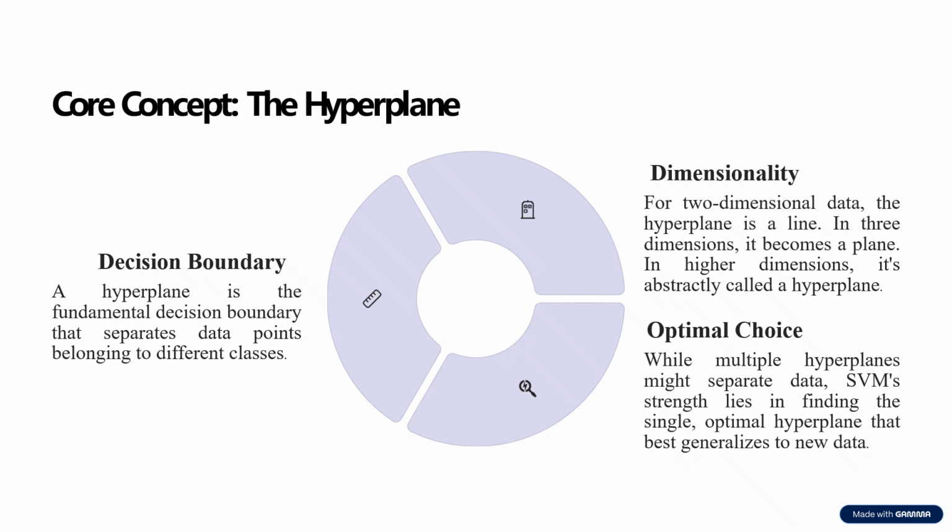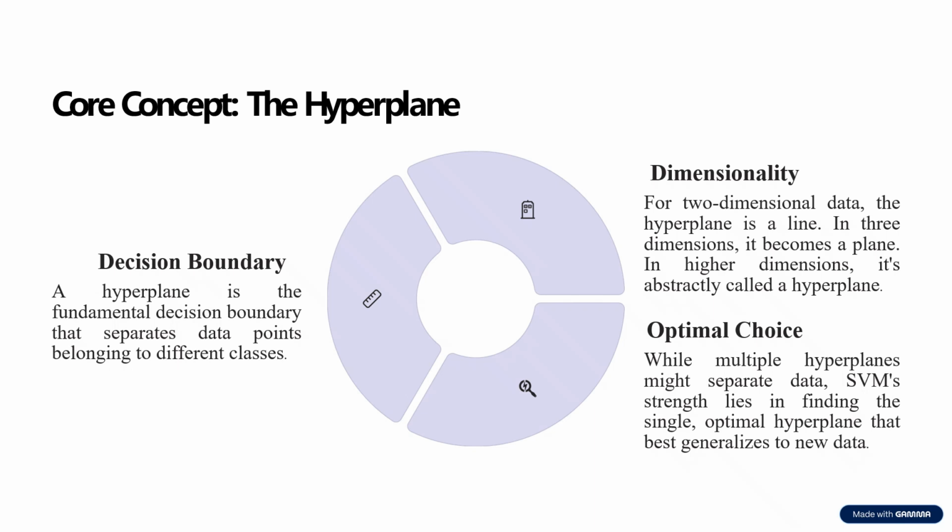We are going to make a particular decision. Next, what is dimensionality? For two-dimensional data, the hyperplane is a line. In three dimensions, it becomes a plane. In higher dimensions, it is abstractly called a hyperplane. So if it is 2-dimensional data and I separate it, it is called a line. If it is 3-dimensional, we can call it a plane. If it is higher dimensional, I call it a hyperplane. This is how they classify with respect to dimensions.